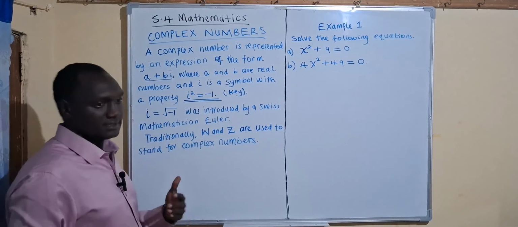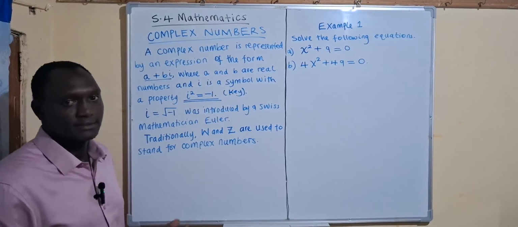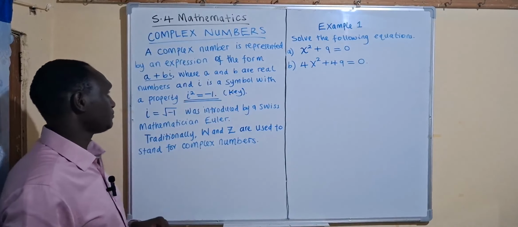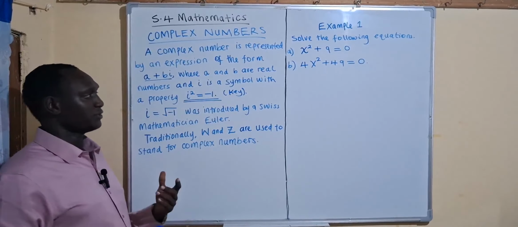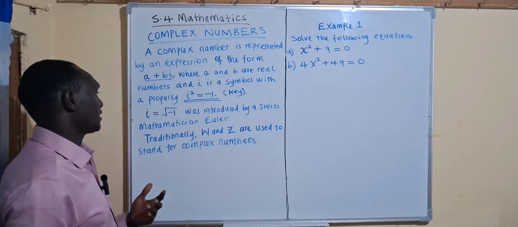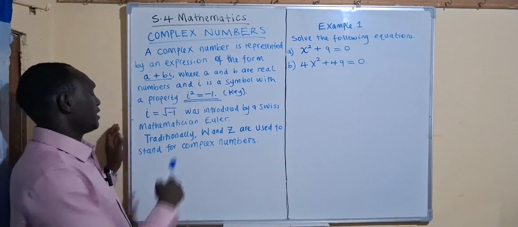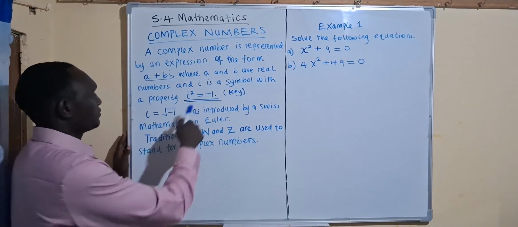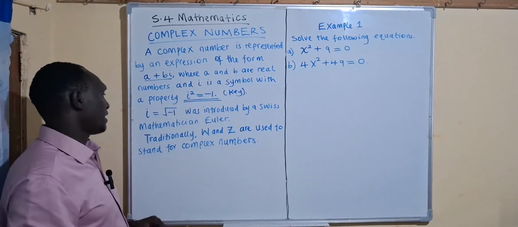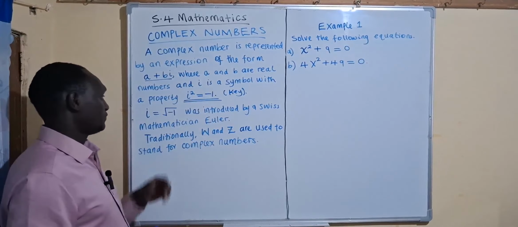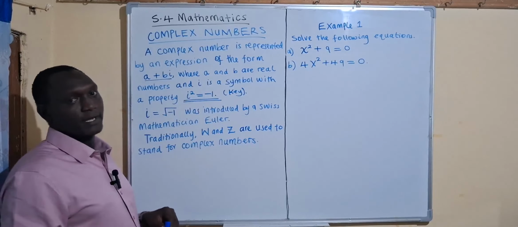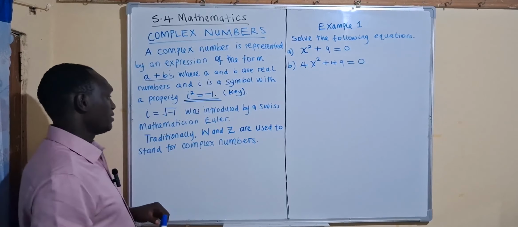It is the one that assists us to find the square root of a negative number. So any expression in the form of a plus bi is a complex number. And if you take the square root on both sides, you find that i equals the square root of -1. This property was introduced by a Swiss mathematician called Euler.